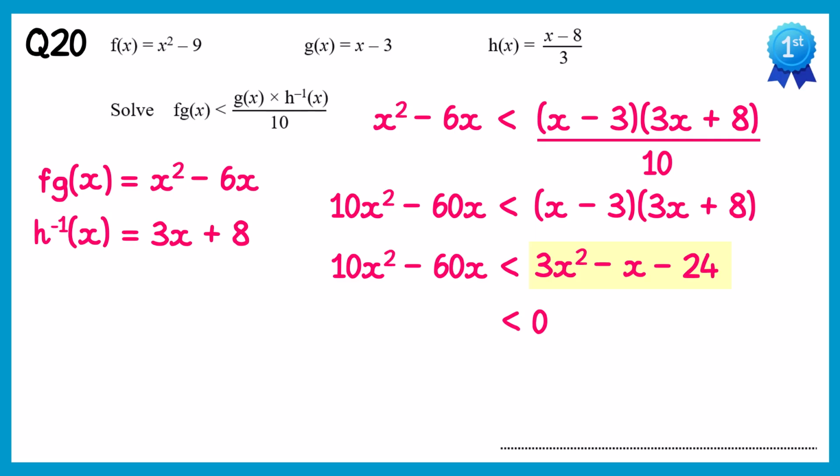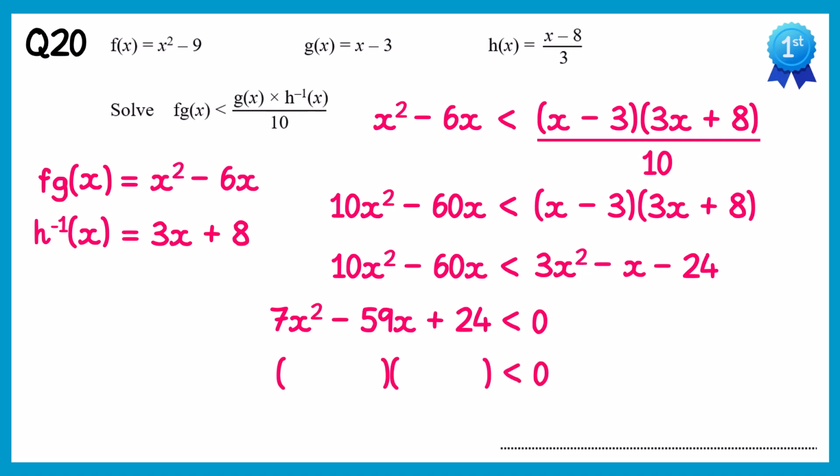So to deal with the 3x squared, we would have subtracted 3x squared. So we need to do 10x squared subtract 3x squared, which is 7x squared. To deal with this negative x, we would have added x. So we need to add x to negative 60x, which is negative 59x. And then we've also got this negative 24, so we must have added 24, so we just need to add 24. At this point, you could either use the quadratic formula, or you could factorize.